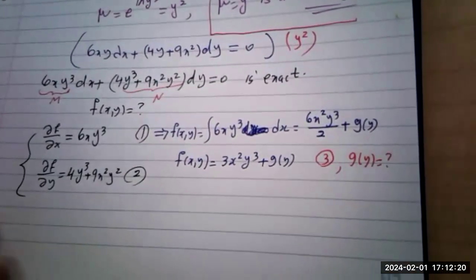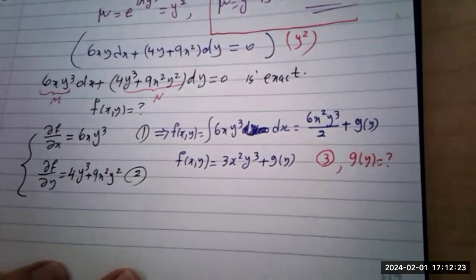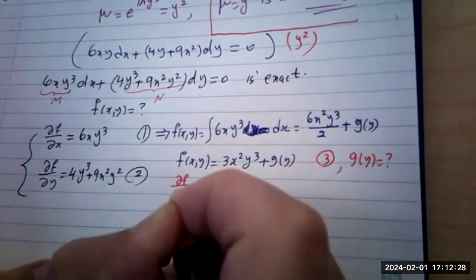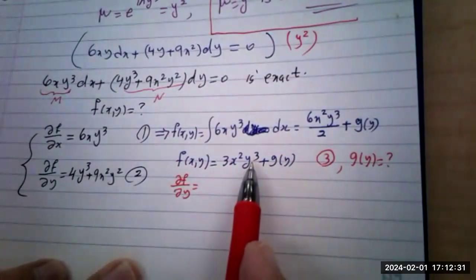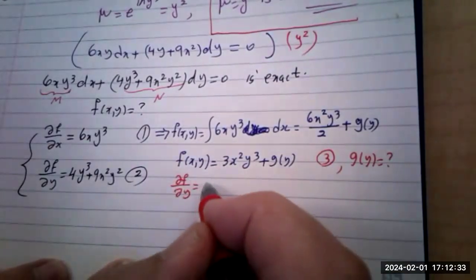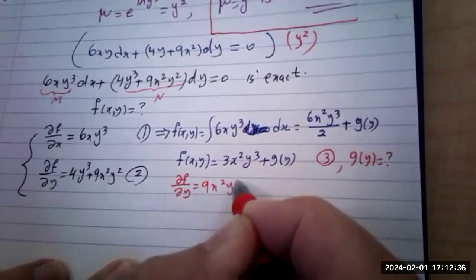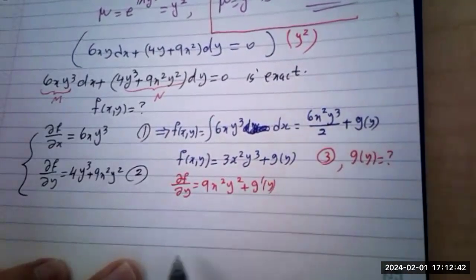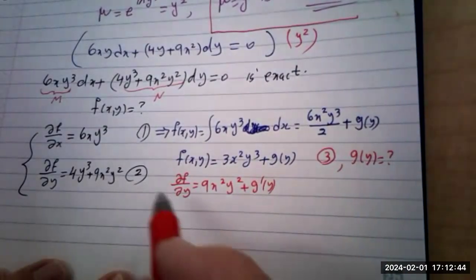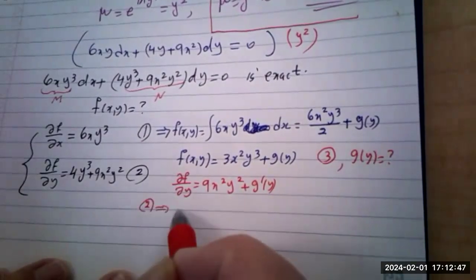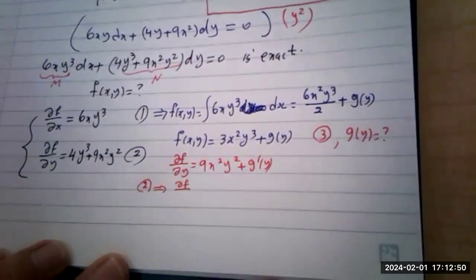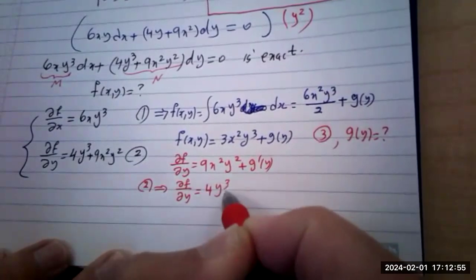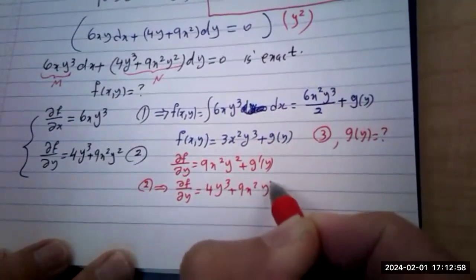In order to get the g of y, you have to form the second equation. You have to find the derivative with respect to y and use that one. So find the partial of f with respect to y: for the y cubed, 3 times 3, 9, x squared y squared, plus g prime of y. And you already got the partial of f with respect to y from equation number 2. So from equation number 2, you have the partial of f with respect to y equal to 4y cubed plus 9x squared y squared.